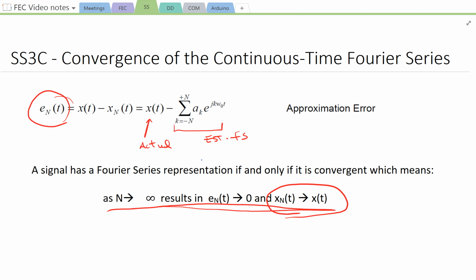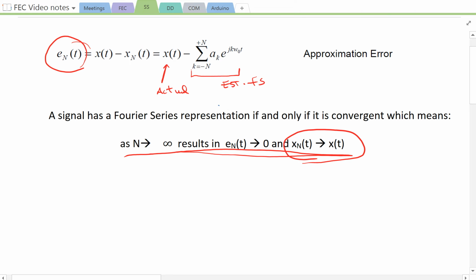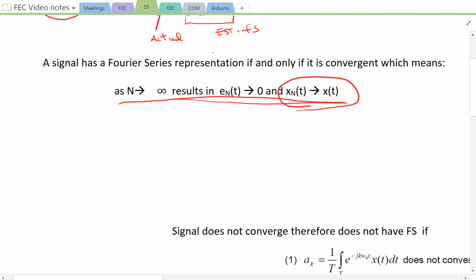If the signal is non-convergent, that doesn't happen. Therefore, our estimates based on the Fourier series do not get closer and closer to the actual signal, which means the Fourier series is not valid, even if we are able to calculate it.